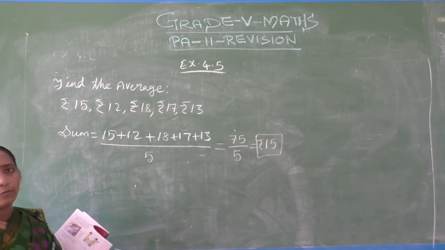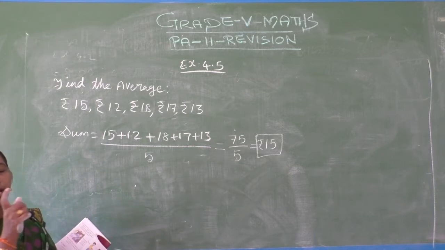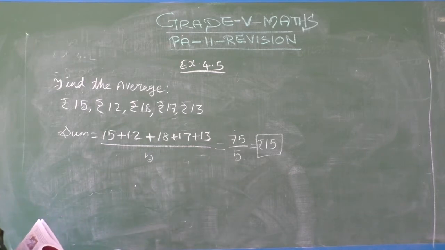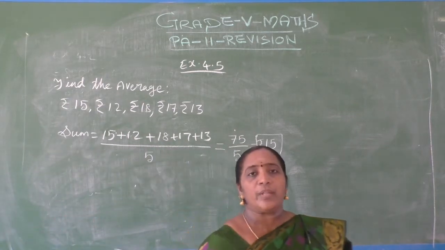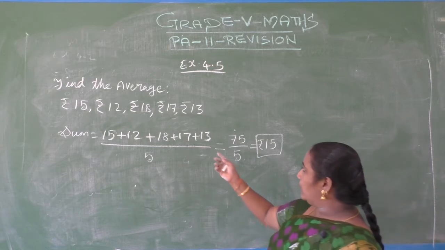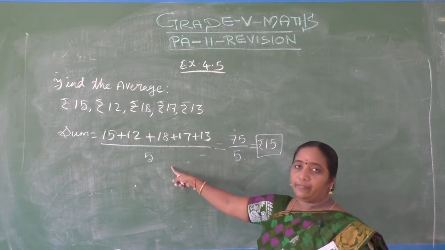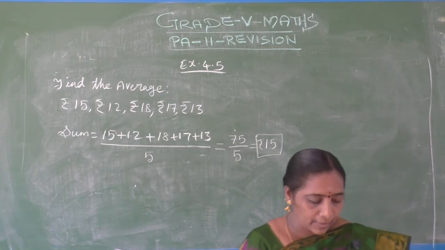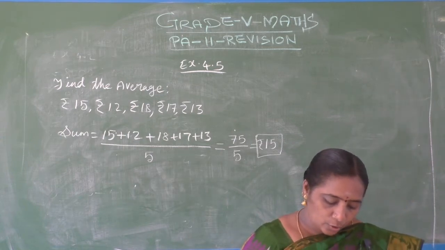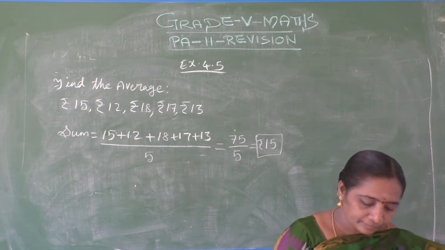How do you find the average? First you have to find the sum of the details. Whatever details they give, money or weight or runs, anything, you have to find the sum of the numbers. Then you have to divide by how many numbers they gave, and you will get the average of anything. So 4.5 is over.